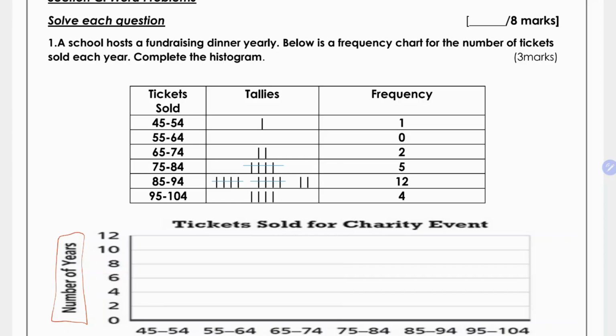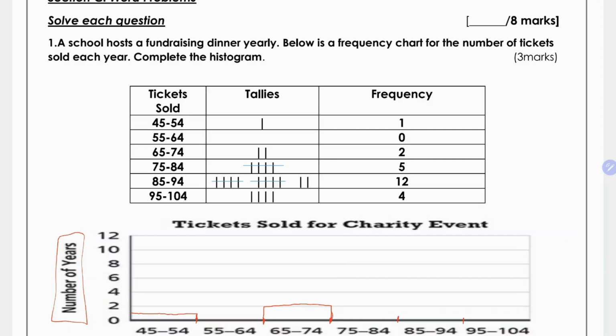There were 2 years when they sold between 65 and 74 tickets, and so on. So here we've got the intervals of number of tickets sold. So 45 to 54 tickets, there was 1 year. So we're going to go to 1, go across, go down. 55 to 64, there were 0 years when they sold between 55 and 64 tickets. So we're going to leave that blank. There were 2 years when they sold 65 to 74 tickets. So we're going to go up to 2, go across, go down.